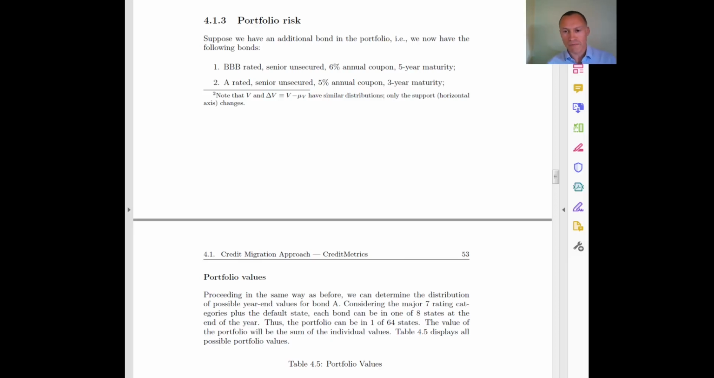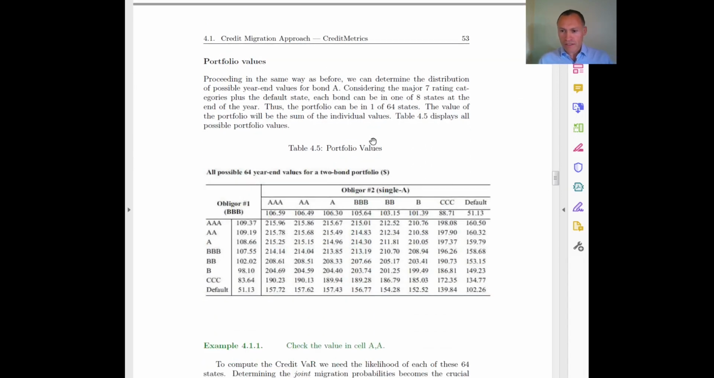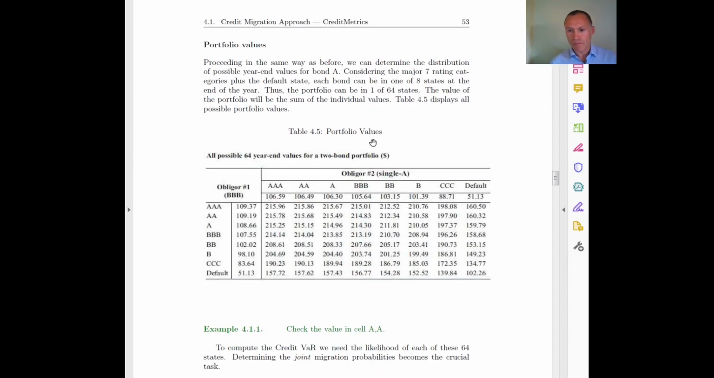Let's now turn to the second building block, which addresses how we actually compute the portfolio risk. So let's think of the most simple portfolio that we can have, just two bonds. The first bond is the same as we had before, and now we have a second bond which is A-rated, 5% coupons, 3 years to maturity. Okay, so let's start by computing the portfolio values.